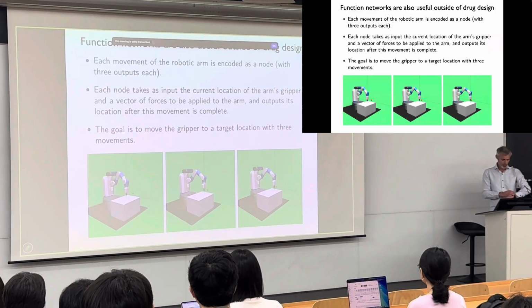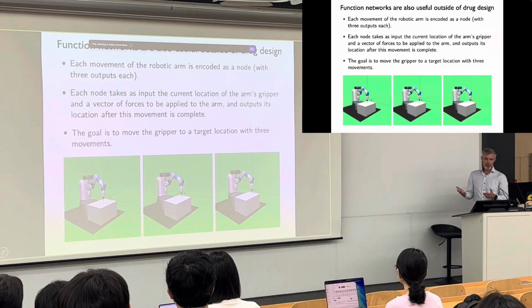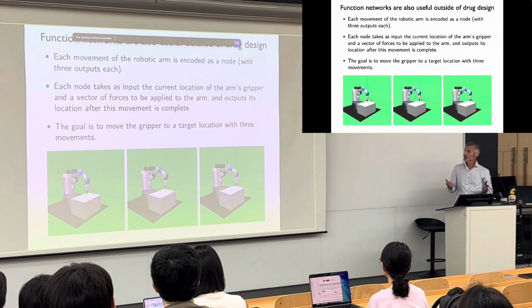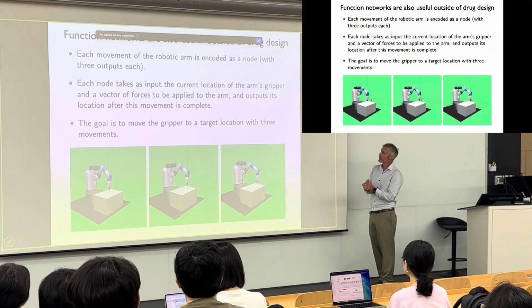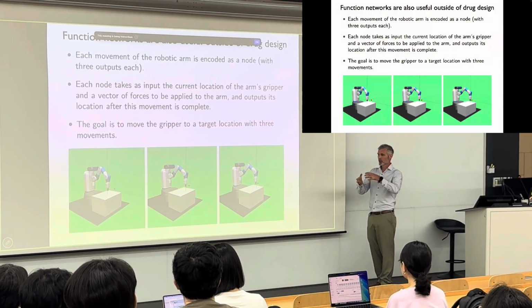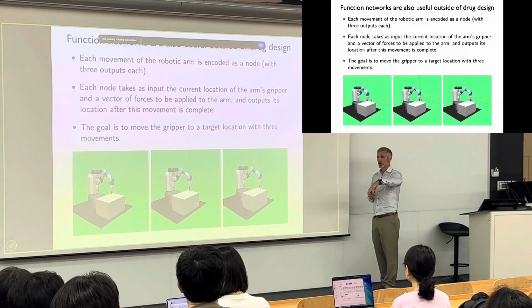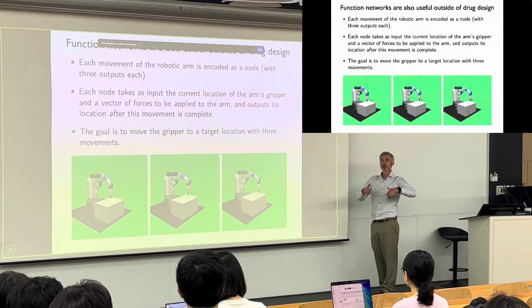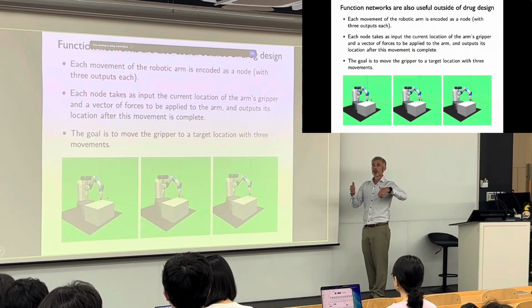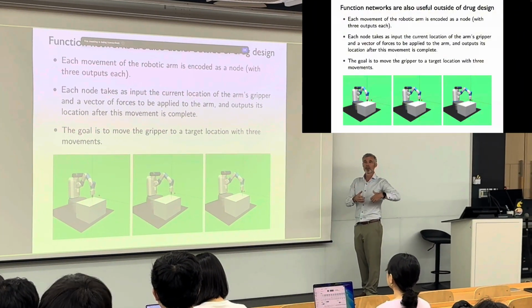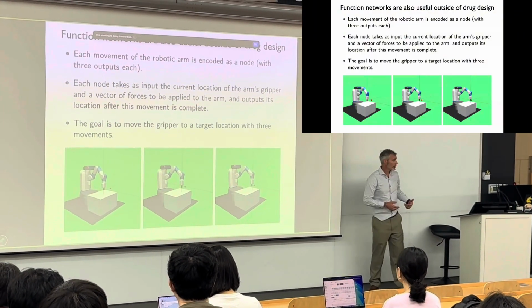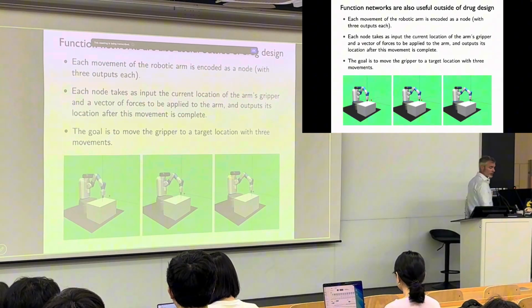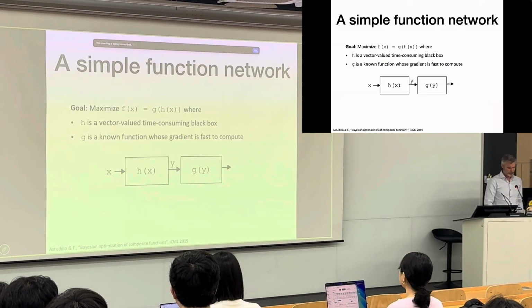I'm motivating this approach in the context of drug design, but it's broadly useful. Here's an application in reinforcement learning for robotics, where you are interested in designing the trajectory of a robotic arm. You can divide that up into time steps, and the state of the robotic arm as it leaves one time step impacts the state of the arm as it goes into the next time step, and there you can create a directed acyclic graph.